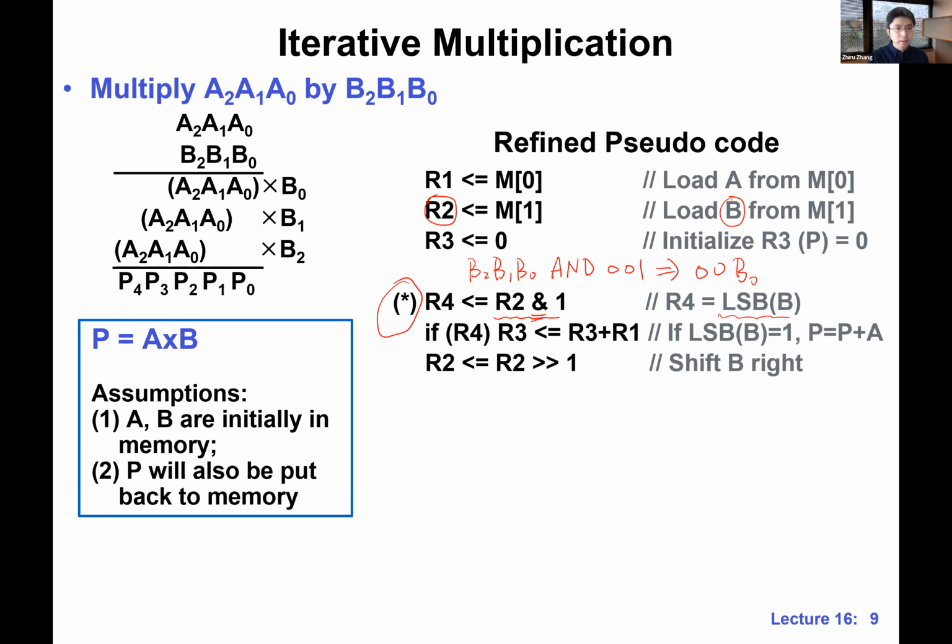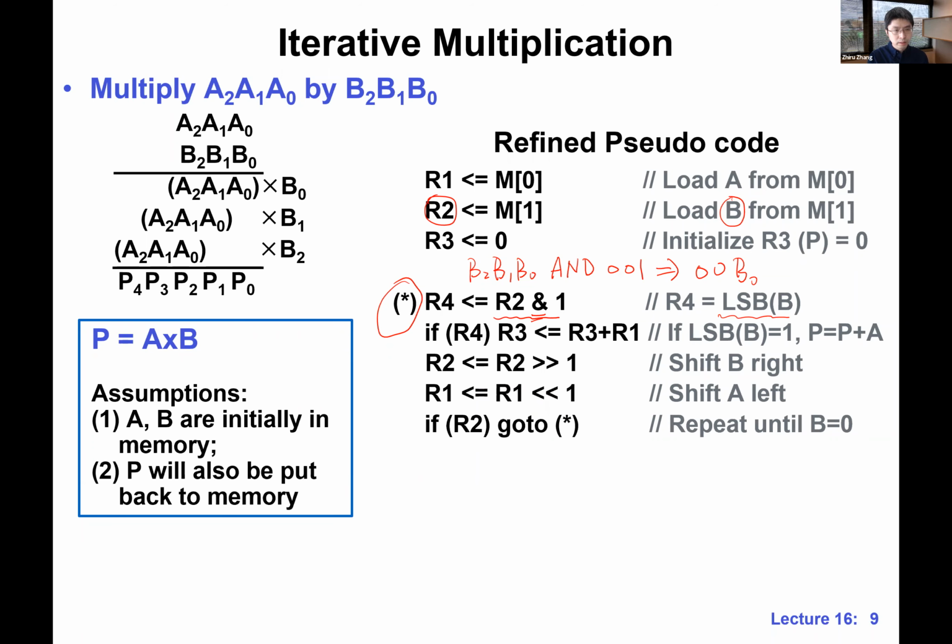After that, I shift B to the right. We already agree on that. And I shift A to the left. So I get the shifted version, which is the next partial product. And I continue. This is where I check whether the whole shifted B is already a 0 or not. If it's already 0, then there's no point to continue, there's nothing to add. Otherwise, I go back and continue this iteration. This is why it is called iterative multiplication. Eventually, we write back. R3 now holds the final product.